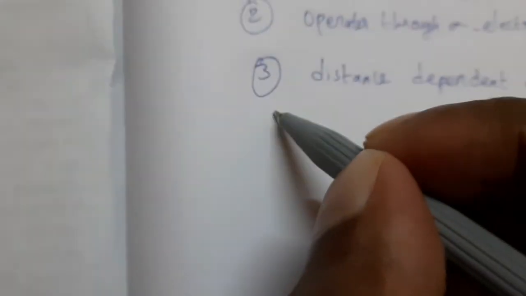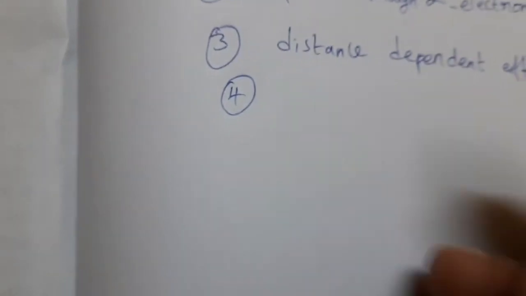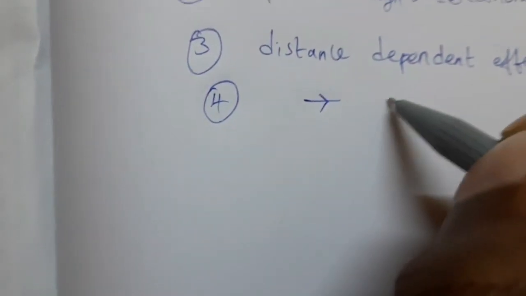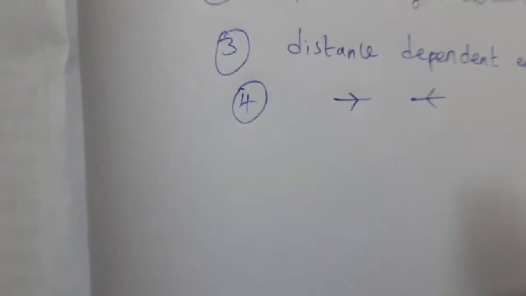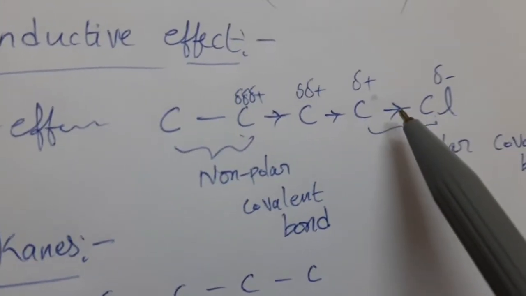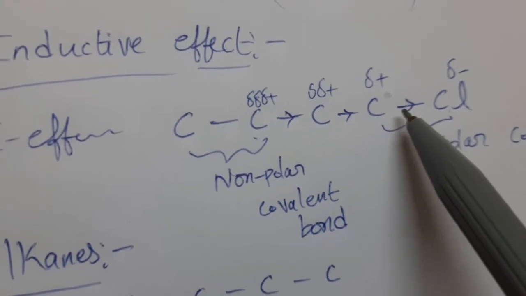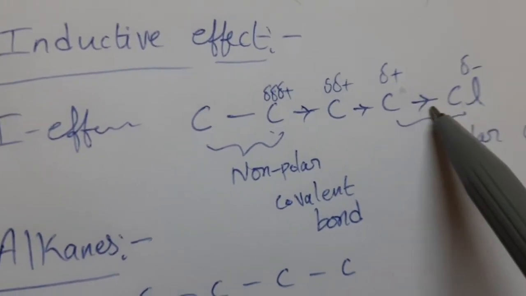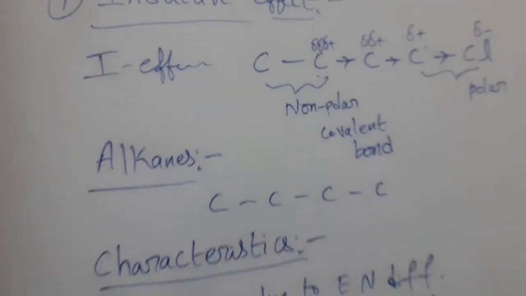Next, it is represented by this type of symbol. Okay, see this? Here also, electron displacement takes place in this direction. That's why this type of arrow mark.